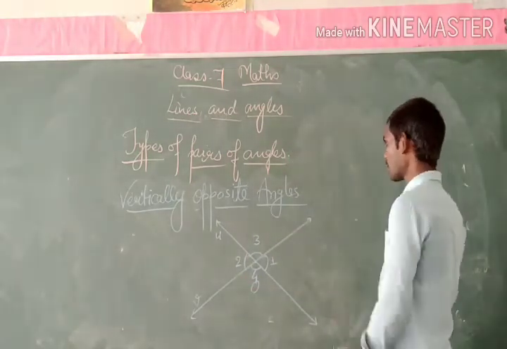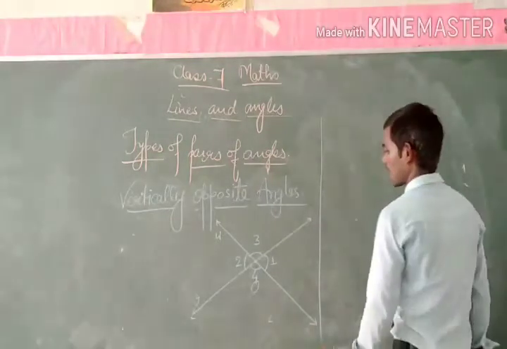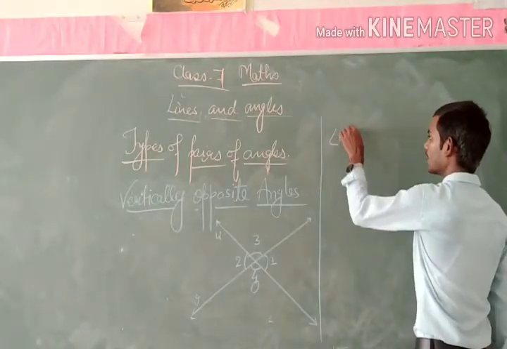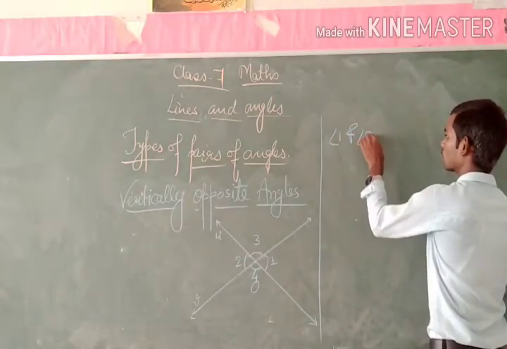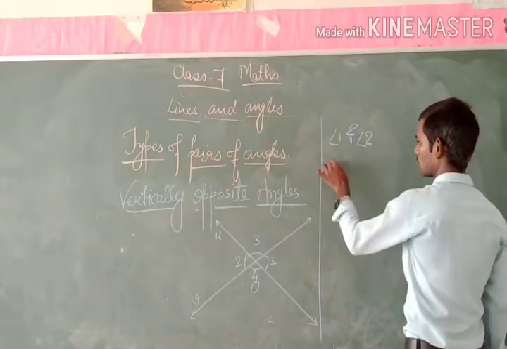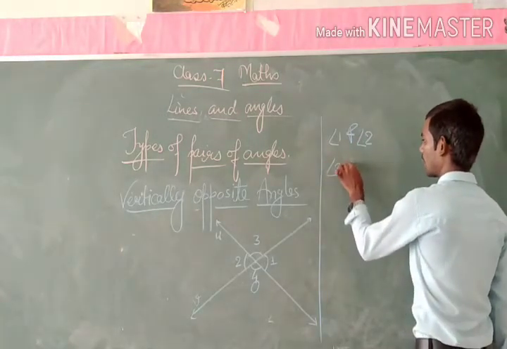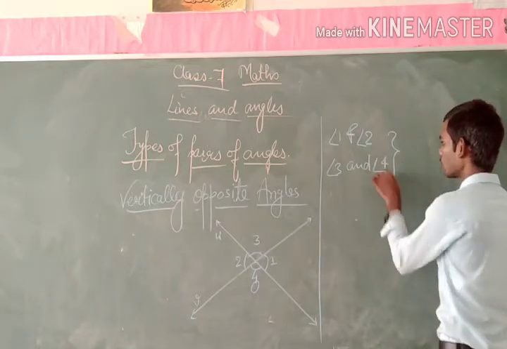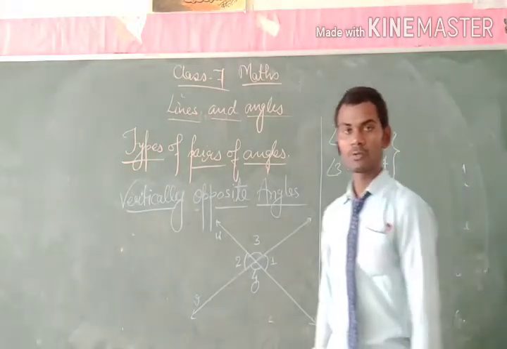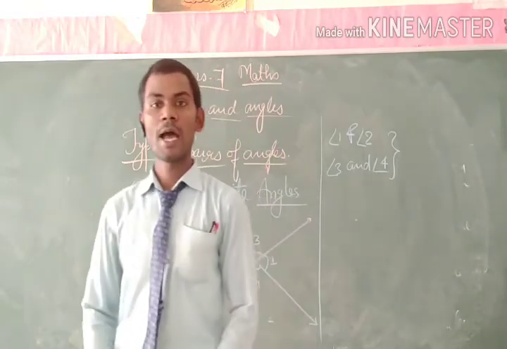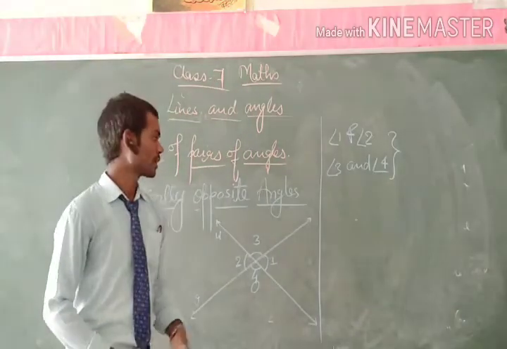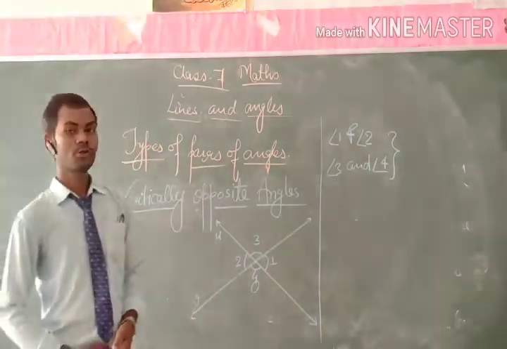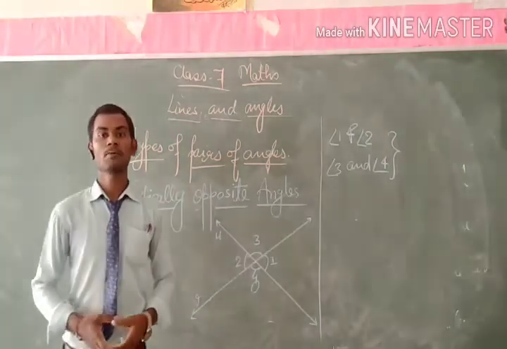So by the figure we can write that angle 1 and angle 2, also angle 3 and angle 4, these two pairs of angles are known as the vertically opposite angles. So, how do we define the vertically opposite angle?